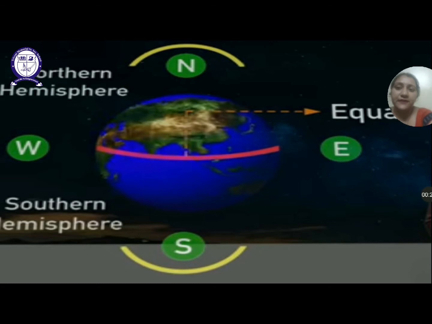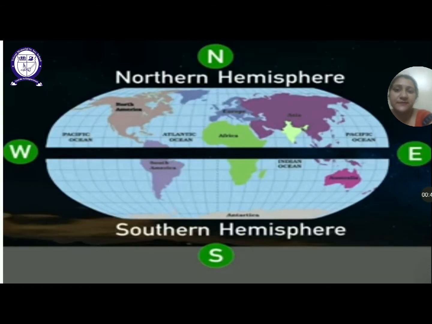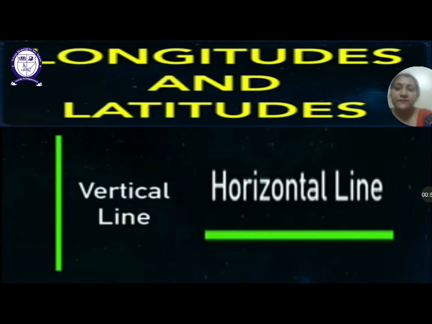If we say earth, we can see one imaginary line that divides the earth equally into two parts, that is northern hemisphere and southern hemisphere. Most of the countries come in the northern hemisphere. In that we can see some other imaginary lines, that is longitudes and latitudes. Longitudes are the vertical lines and latitudes are the horizontal lines.